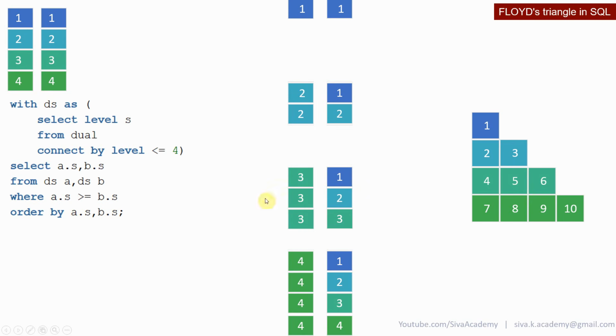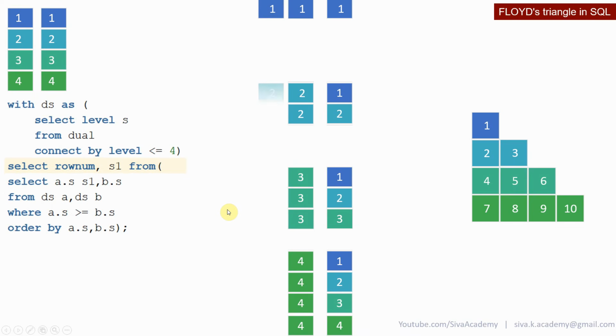Once we have this information, I'm going to introduce a simple sequence number on top of this. Using a simple ROWNUM, we'll be able to introduce a sequence number. So here is our sequence number. We are almost done now. What we are going to do is simply aggregate this.